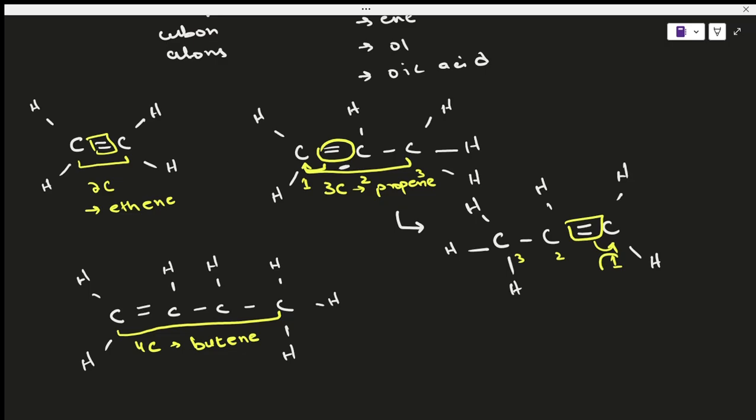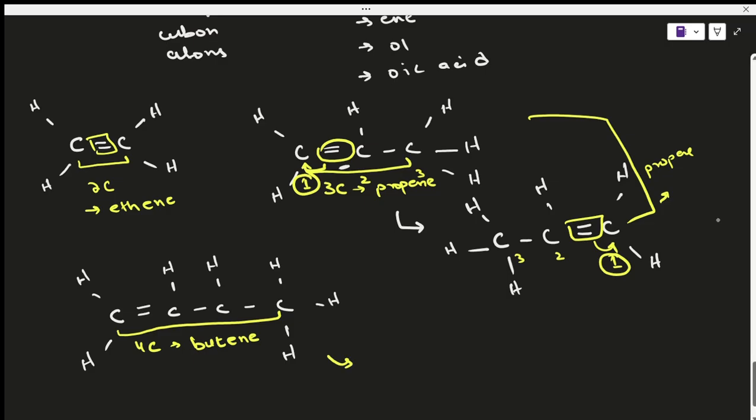Now if you notice, here the double bond is at the first carbon, and here the double bond is also at the first carbon, which means it is at the same place, at the same carbon. Because of the counting, the carbon is the same, so we call this the same molecule. These 2 molecules are the same molecules. This is also propene.